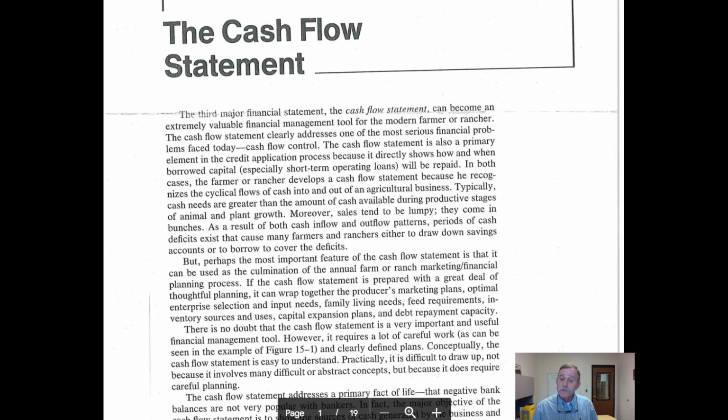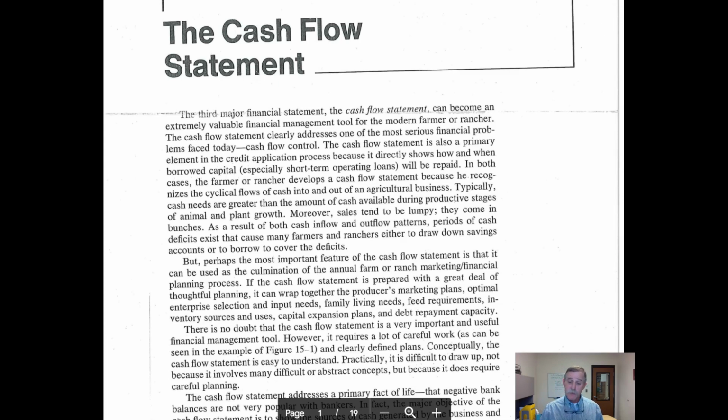Anyway, we have these times when we have surpluses of cash. And we also have times where there's a potential for deficits as far as cash needs go. And we can figure this out by actually projecting. We can project our cash flow out there.